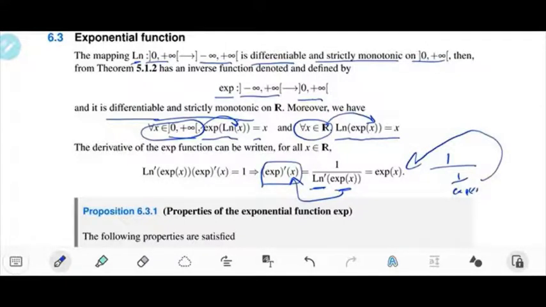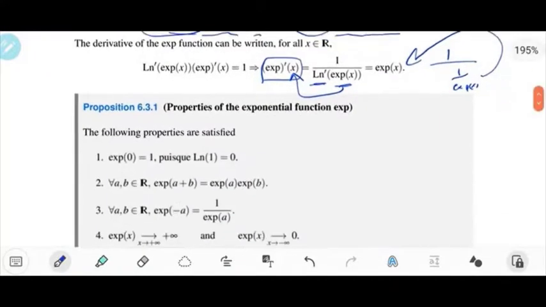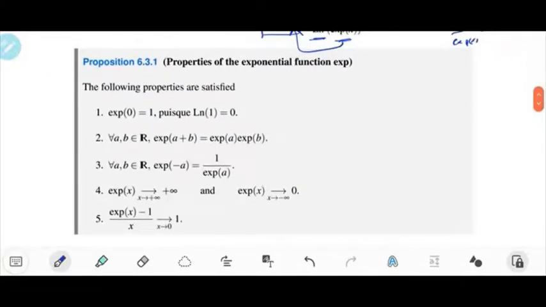So this is how we define the function exponential, and we can prove the following properties that are all based on the properties obtained for ln. They can be proven using everything we proved for ln. So first, exponential 0. So it's the number whose image by ln is 0, so it's 1.